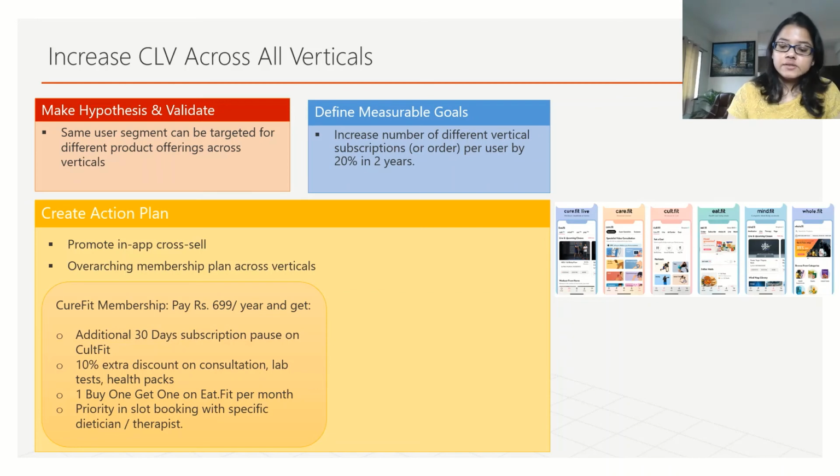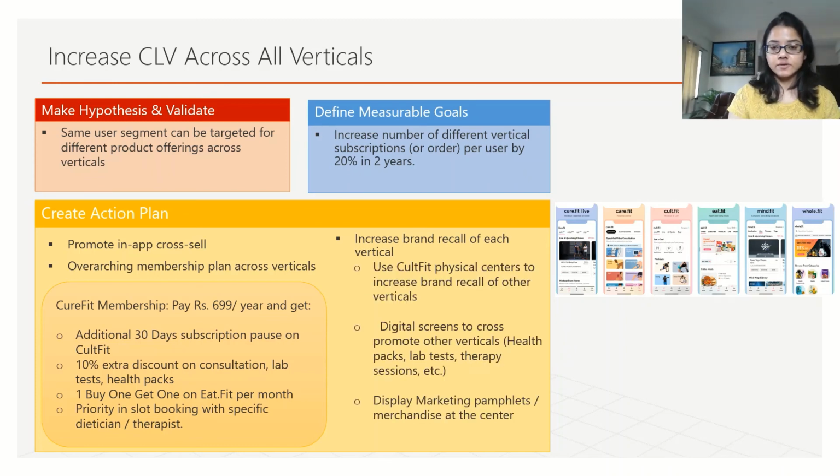So the other way in which they can increase CLV across vertical is to increase their brand recall for each vertical. So at present, what is happening in the market, there are leading products which are providing the services related to only one of these verticals. For example, the startup Practo has a top of the mind recall when it comes to online doctor consultation and lab test. So we need to figure out a way how would CareFit, which is one of the individual verticals under CureFit umbrella, would compete with that. So there are some ways in which it can be done initially.